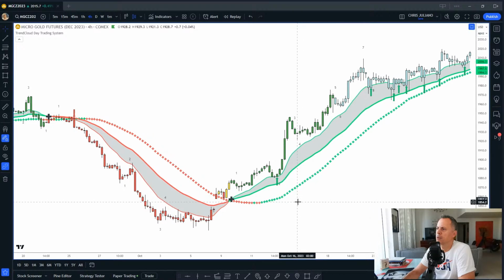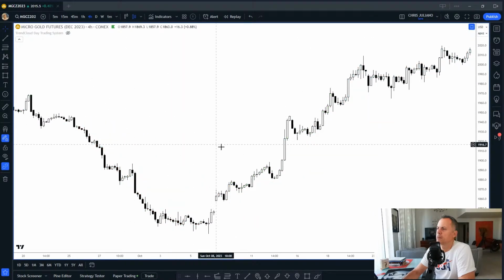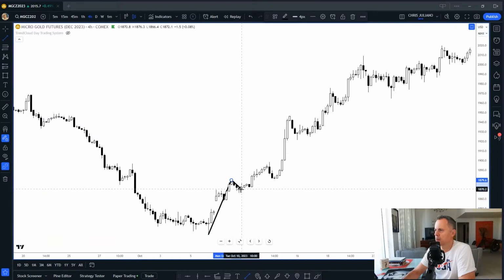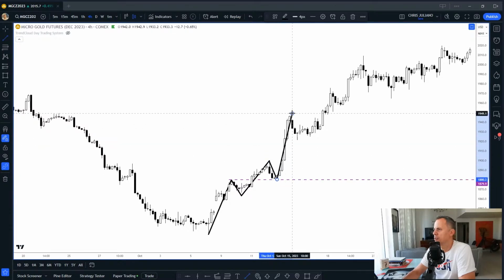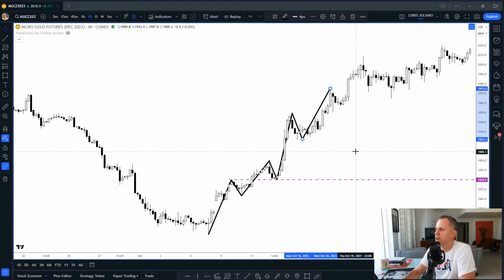Let's remove everything. Right? The pattern that we look for. Let's do here. Here, pulls back, finds support, and breaks to the upside right there. Now we can start looking for our demand zones, right? Pulls back, finds support, right? And breaks above that. Now we can start trailing our stop.